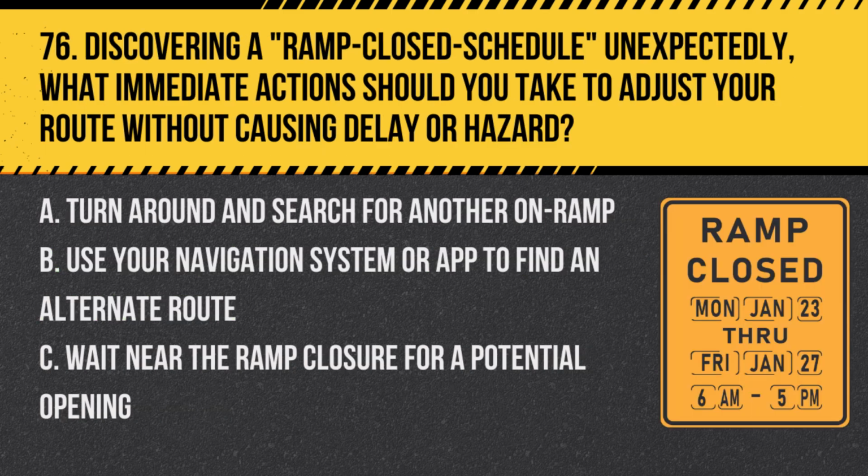Question 76. Discovering a ramp closed schedule unexpectedly, what immediate actions should you take to adjust your route without causing delay or hazard? A. Turn around and search for another on-ramp. B. Use your navigation system or app to find an alternate route. C. Wait near the ramp closure for a potential opening.